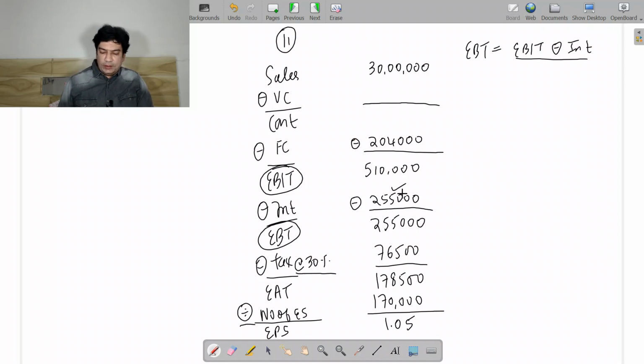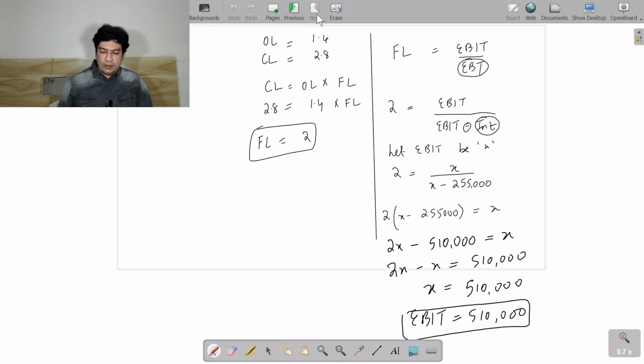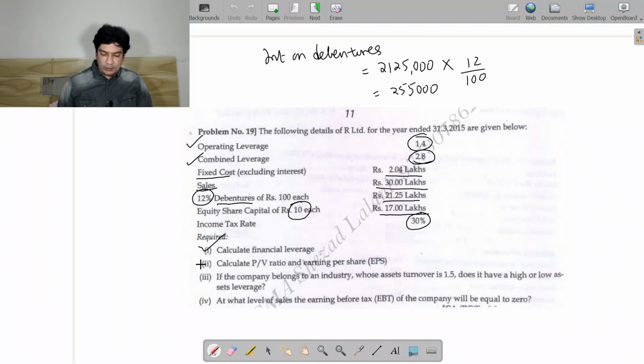Now we can fill this also. 5,10,000 plus 2,04,000, so we are going to get 7,14,000. And from 30 lakhs we subtract 7,14,000, so 22,86,000 is our variable cost. So we are able to complete the entire table. We had to calculate the financial leverage, which we have already calculated to be 2. So one part is over.